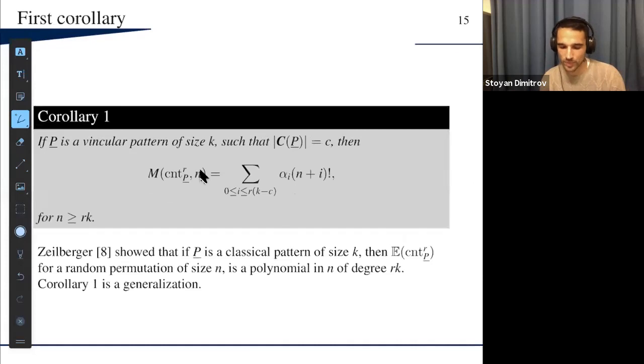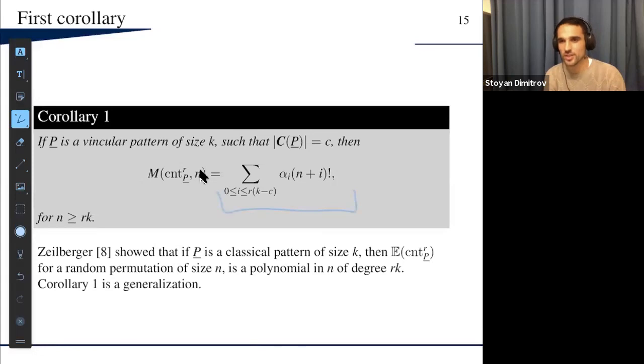And actually, here is the time to mention that our host, Dr. Z, in a paper from 2004, showed something that is a special case of this corollary of our main result. So this corollary concerns just the case when we look at the number of occurrences of vincular patterns. And in this case, the r-th moment has this simple form.